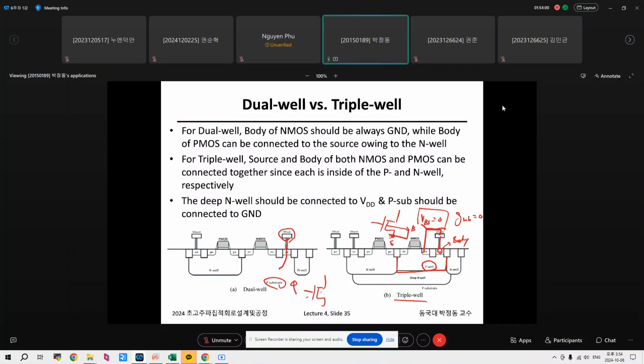How about this? If I connect this to here, and let's say there exists a source resistor, then you are dead because your P sub can be positive, which makes your substrate forward biased. Therefore, your circuit as a whole will not work. You have to be careful.